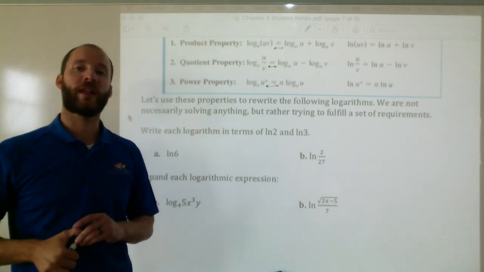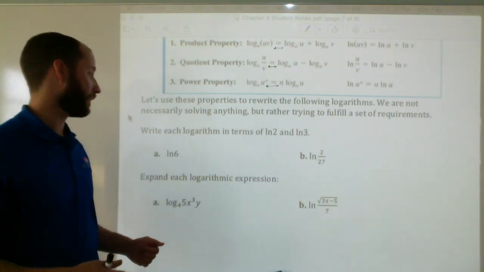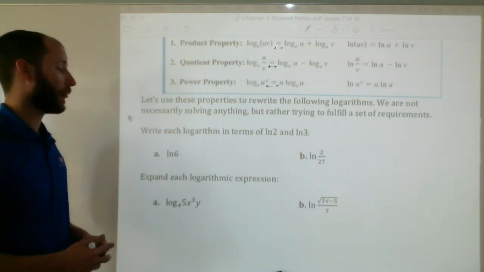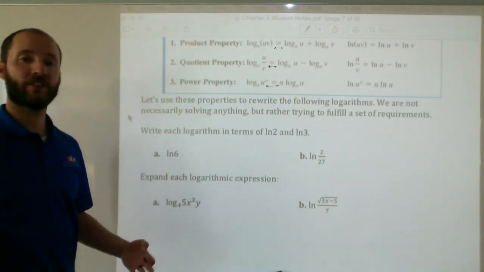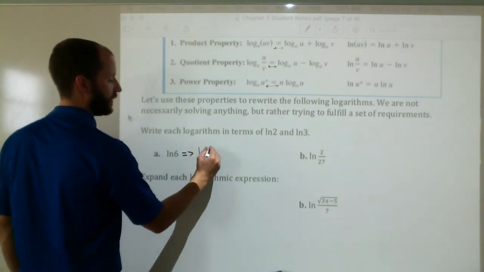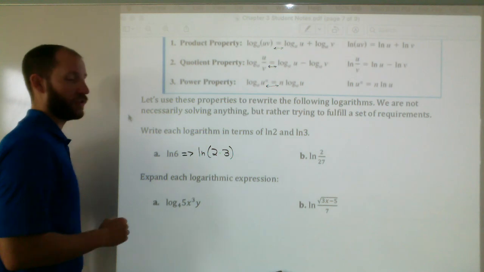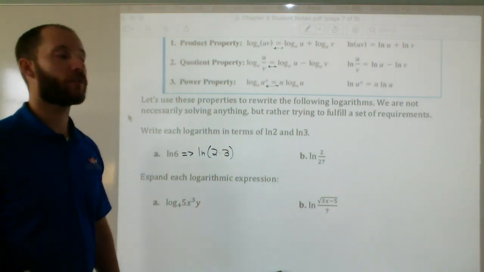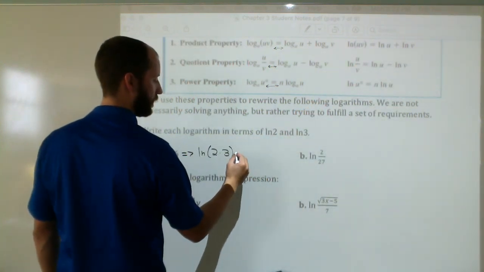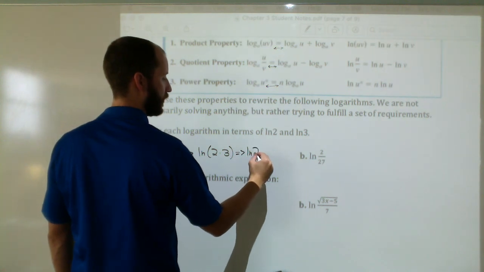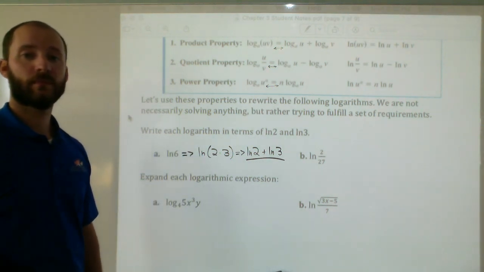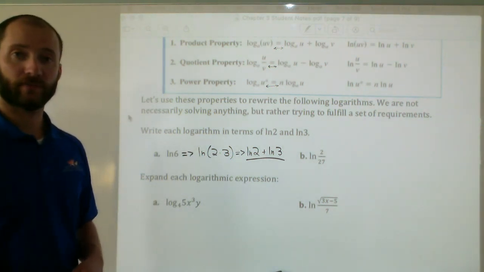Now what we're looking at today is not solving anything, just rewriting. So example A, write each logarithm in terms of ln 2 and ln 3. So we don't want to solve anything, we don't want a numeric answer, we just rewrite. Now 6 is the same as 2 times 3. So to rewrite using the product property of the ln of a product, I can split that up into ln of 2 plus ln of 3. Rewrite, not solve. Okay?